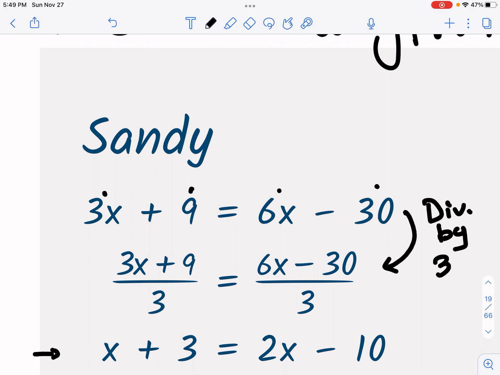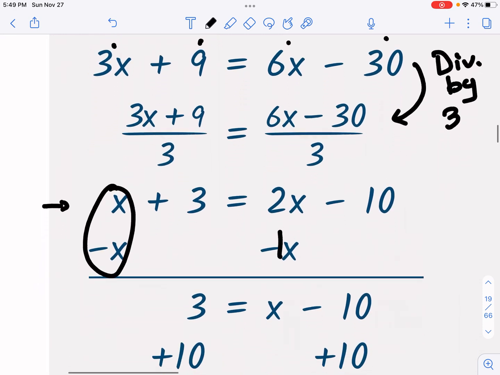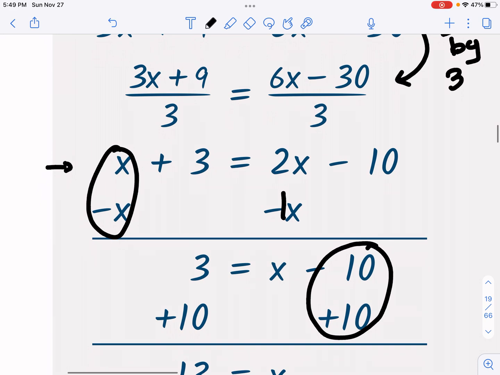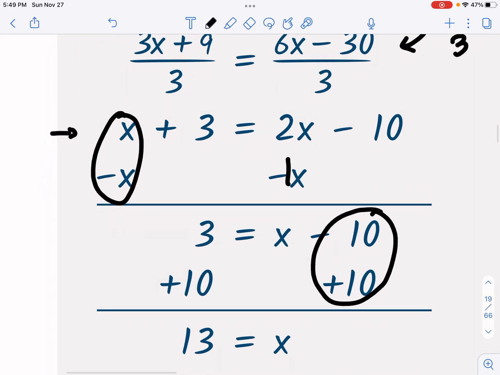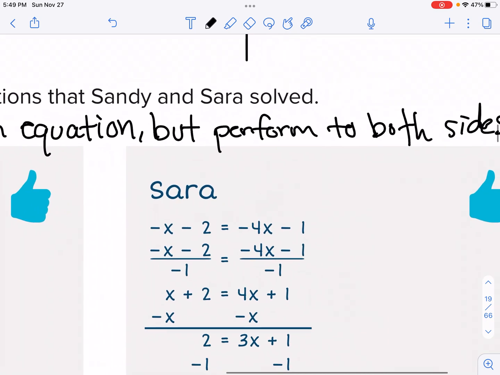Okay, but from there, she subtracted x from both sides, which we know this is a 1. And then from there, she saw that we have this minus 10, so let's add 10 to both sides. 3 plus 10 is 13, 13 equal to x, we're done there. And you can also write it the other way, x equal to 13. All right, we're going to answer number 3, which is compare and contrast Sandy and Sarah and their strategies, but let's talk about Sarah's strategy. So what does she do?